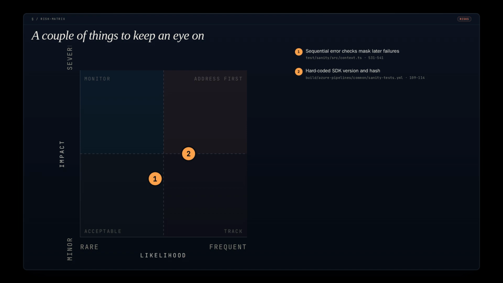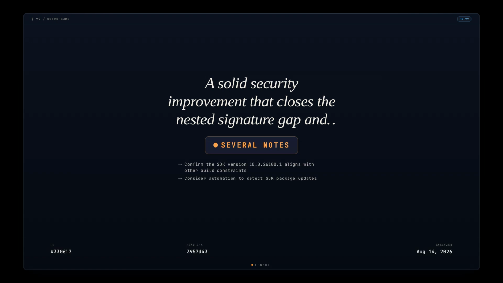This is a solid security improvement that closes the nested signature gap and brings ARM64 into parity with x64. I'd approve with a note to confirm the hard-coded SDK version aligns with other build constraints, and maybe explore automation for detecting SDK package updates down the road. Nice work.